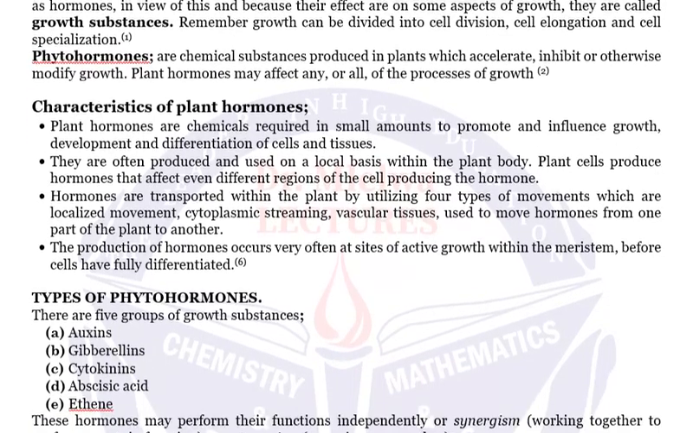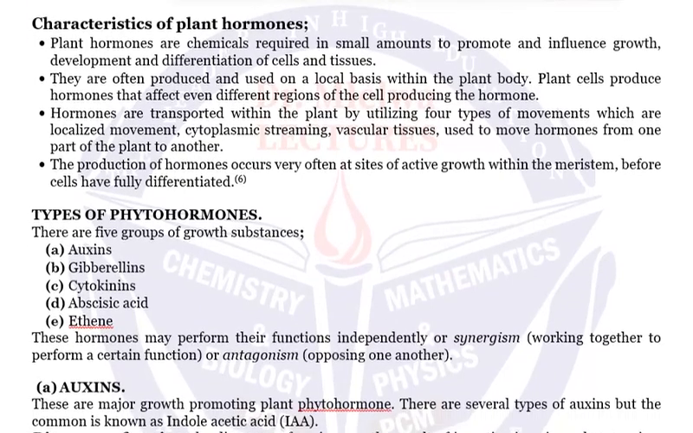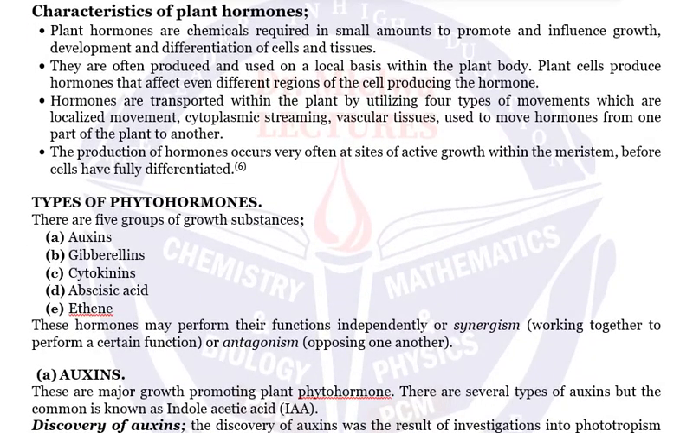And based on the groups of phytohormones, we have 5 types of phytohormones which we will be discussing in plant coordination. First we have auxins, then gibberellins, cytokinins, abscisic acid and ethene. Among these, some of them tend to stimulate growth, and some of them tend to inhibit growth. So their effect can be either synergism or antagonism.